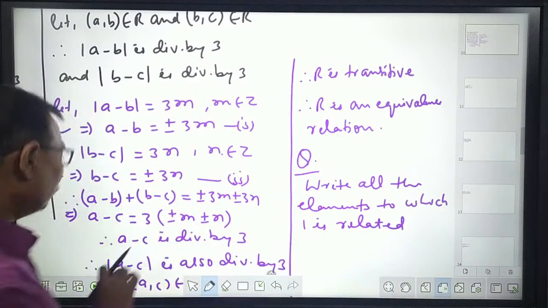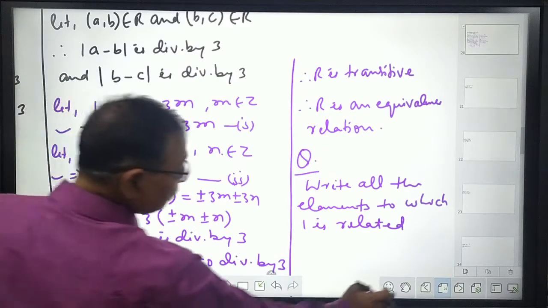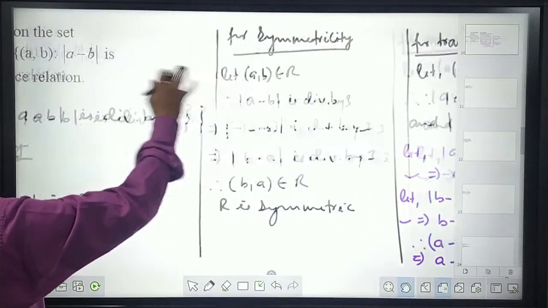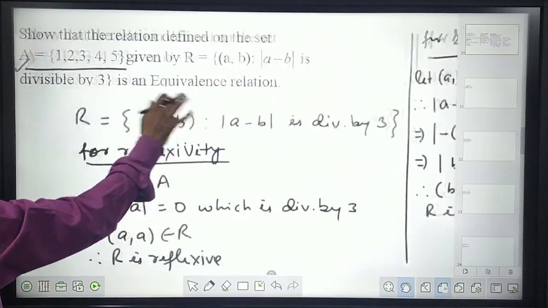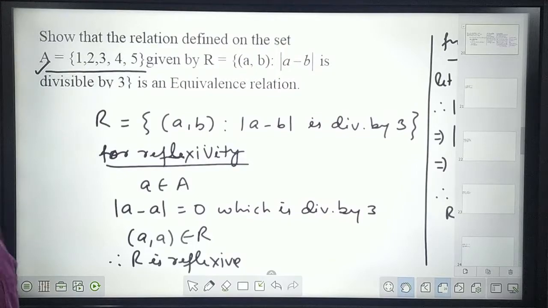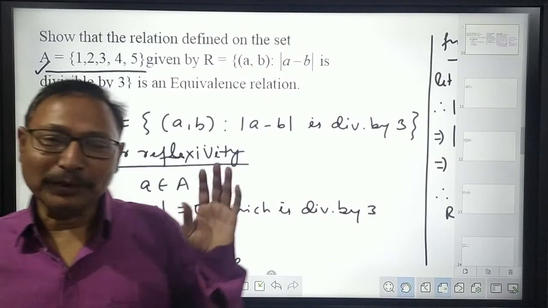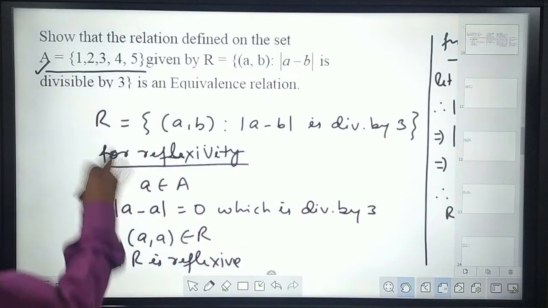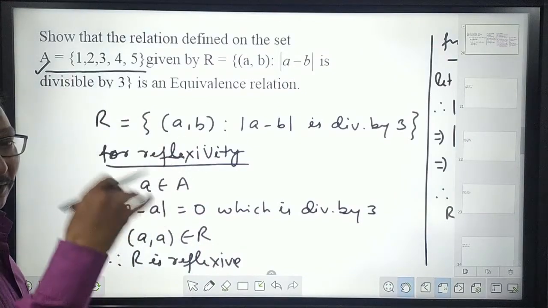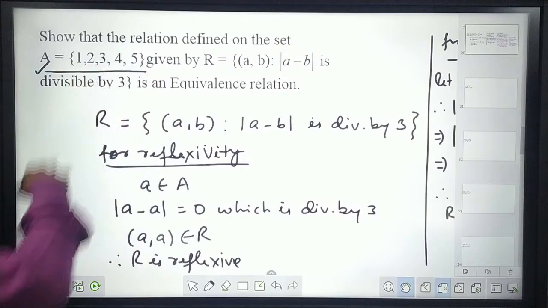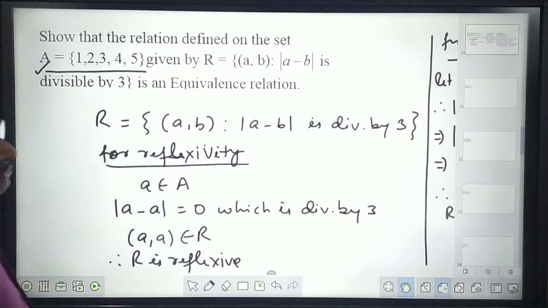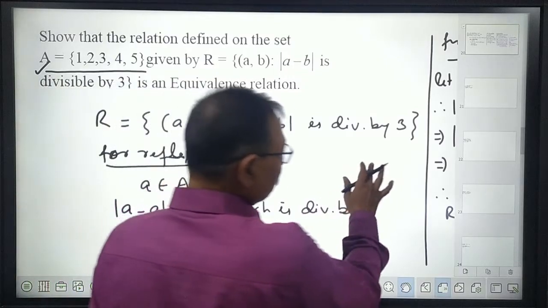One is related. One is an element of the set. 1, 2, 3, 4 and 5. These five numbers are elements of the set A, and the question is this: write down all the numbers, out of these 5, which are related to 1. Now tell me, which numbers are related to 1?